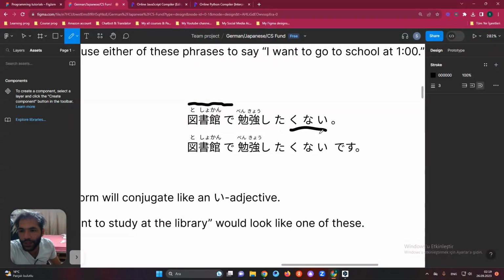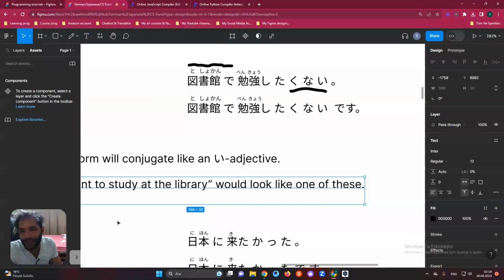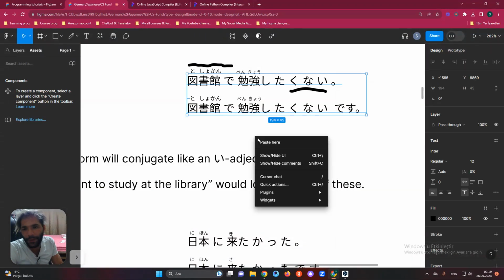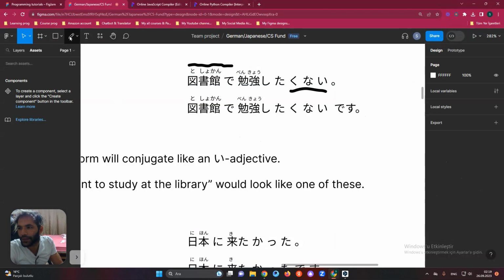So in this case, we know that this is toshokan de benkyo shitai, shita kunai. Okay, toshokan de benkyo shita kunai desu. So in this case, you will be so polite: I don't want to study at the library. Both cases are the same, but this one is more polite, okay?